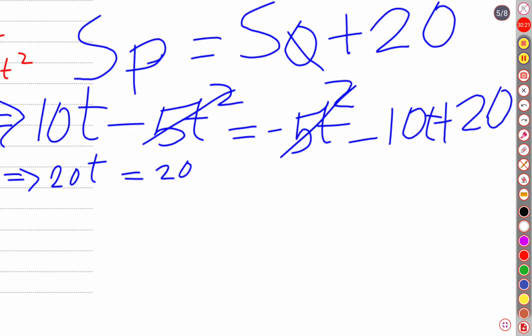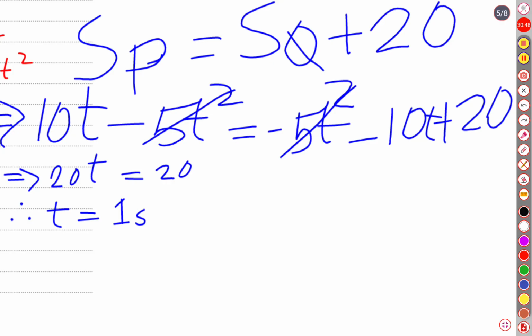That means our t is what? t is equal to 1 second. So what have we learned from this? After 1 second of rebounding back of P, they collided again. They collided each other again. Now, this is the time they took, I mean P took or Q took to collide. But we are not to find the time they have taken for collision.